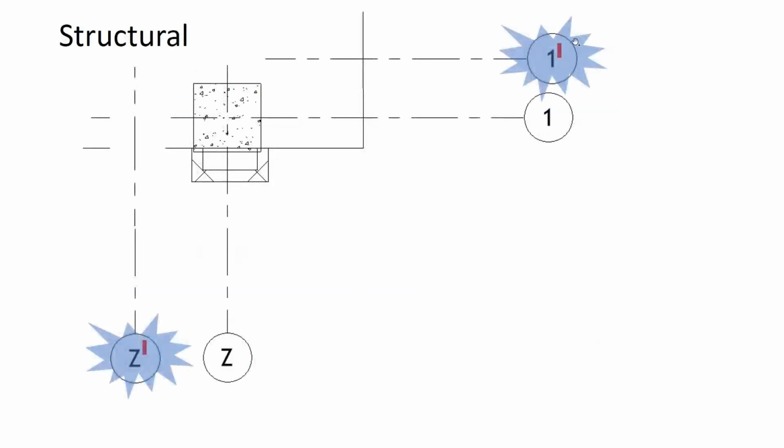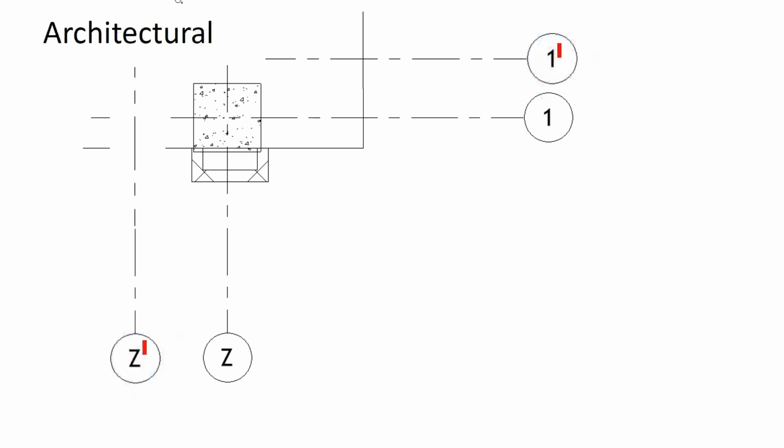For example, in structural grids, if there is any column that is also added in the grids, the same grids need to be shown in the architecture plan as well. I hope you can see the difference here in this architecture plan. We have incorporated additional grid lines here.